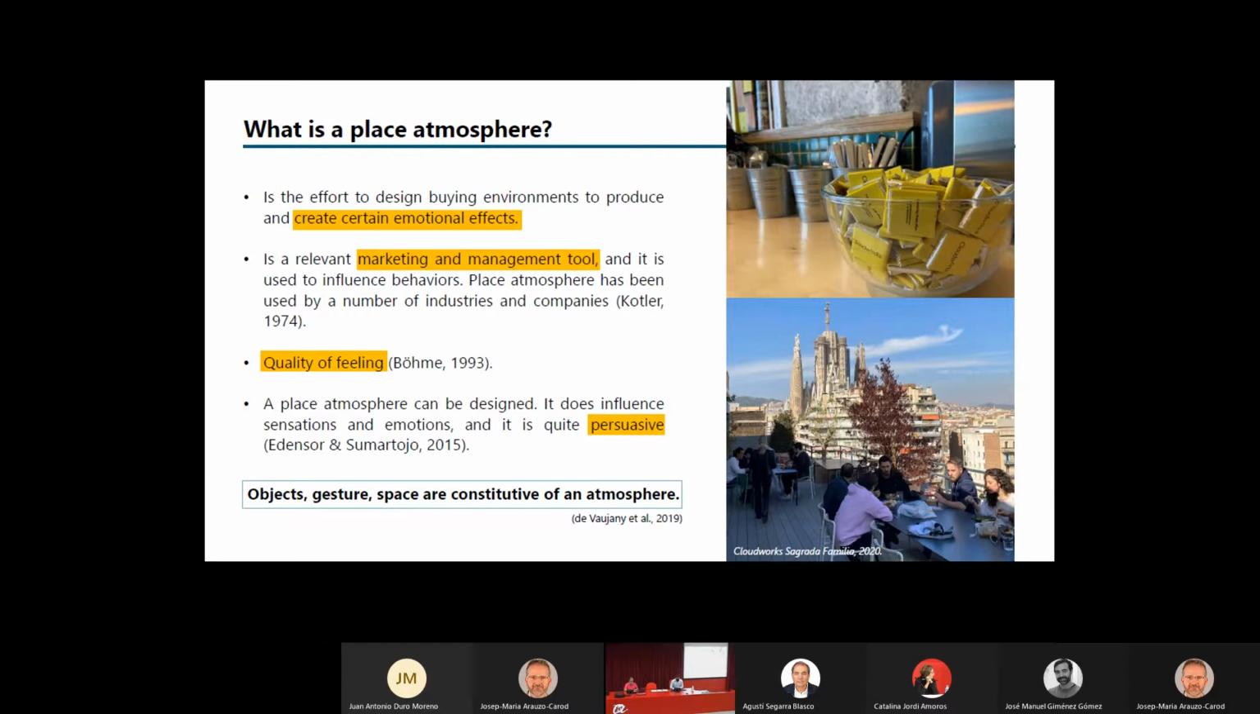Another key term in this research is place atmosphere. It is the effort to design buying environments to produce and create certain emotional effects. It's a relevant marketing and management tool. It influences behaviors. It's related to the quality of feeling, and to designing and creating feelings, and it has a persuasive character.